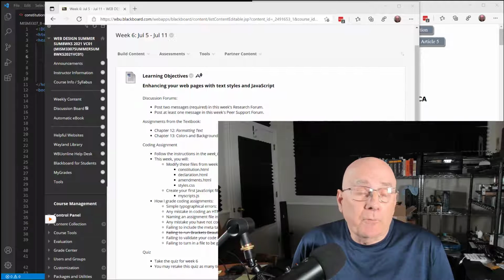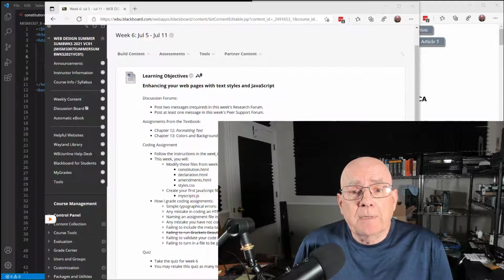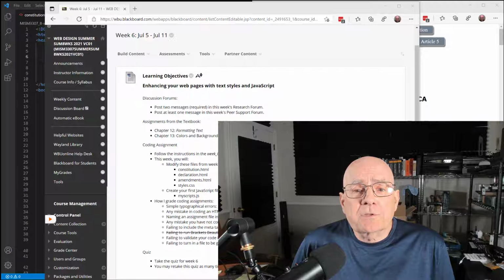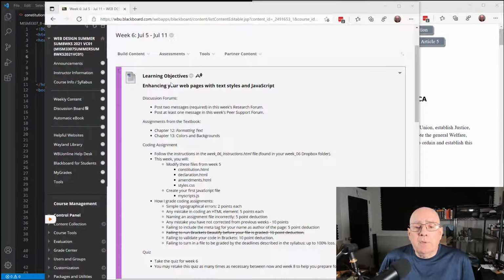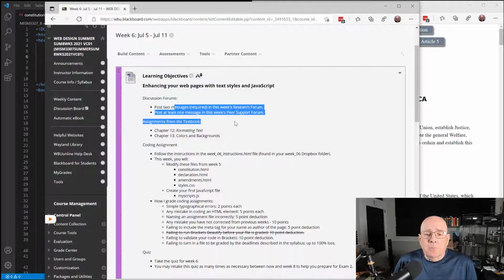We're going to be even more fun this week because this week we're actually going to get into some JavaScript. Let's just look here at the course that's laid out in Blackboard for you this week. We're going to be enhancing our web pages through text styles and JavaScript. And we've got the usual things, the discussion boards to take care of. You've got readings in chapters 12 and 13.